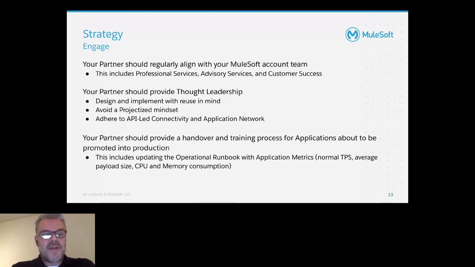exposed value through APIs. But you need to engage with your partner at the level of thought leadership and not at the level of, I need you to build a certain application. If you ask, your partner will provide it.